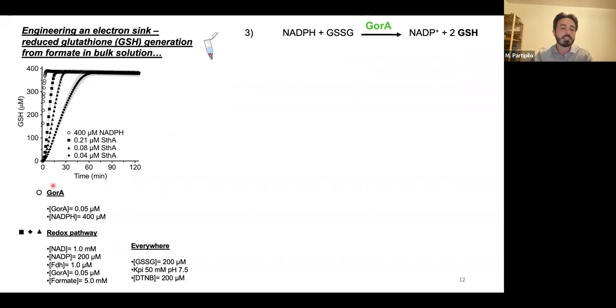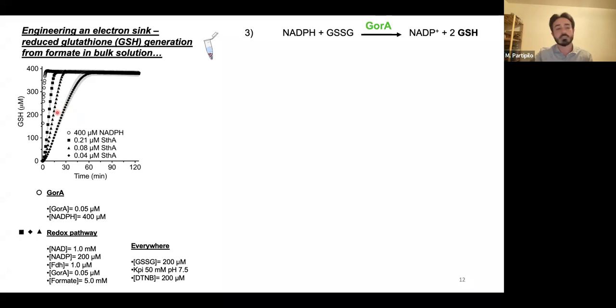So if we compare the activity of glutathione reductase alone, so NADPH transferring electrons to glutathione disulfide, you can see from the panel in the presentation, corresponding to the empty circle, that the reaction is extremely fast, as you could expect. Instead, when we couple our oxidized cofactors, NAD plus and NADP plus, and our three enzymes, and then trigger the pathway by formate addition, you could see a much slower rate of glutathione formation that was still taking place as expected.